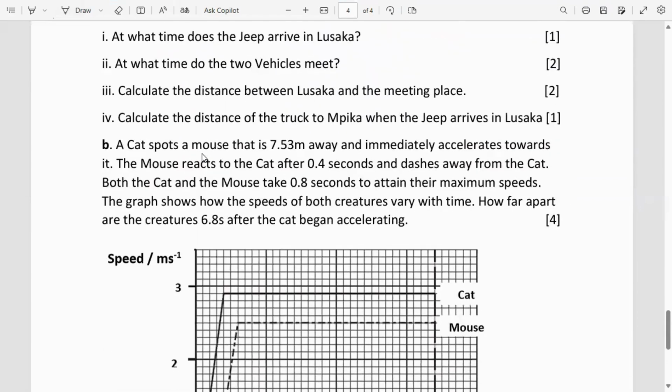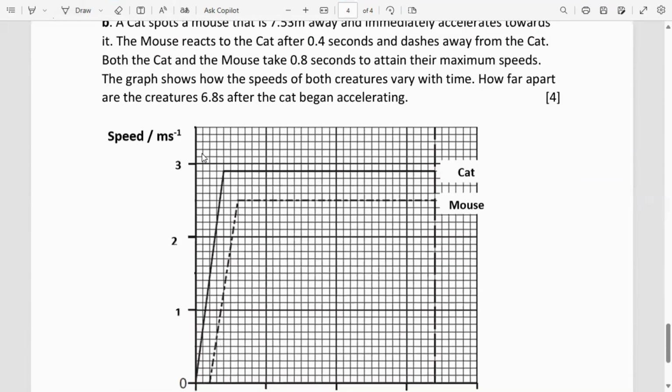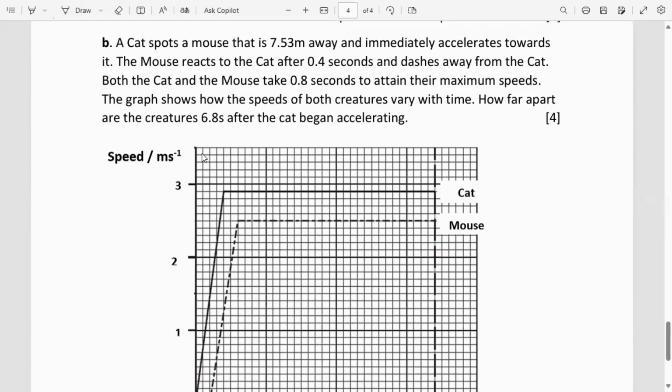Okay, so we have this question here which is saying a cat spots a mouse that is 7.53 meters away and immediately accelerates towards it. The mouse reacts to the cat after 0.4 seconds and dashes away from the cat. Both the cat and the mouse take 0.8 seconds to attain their maximum speeds. The graph shows how the speeds of both creatures vary with time. How far apart are the creatures 6.8 seconds after the cat began running?